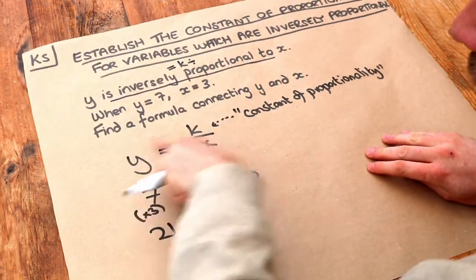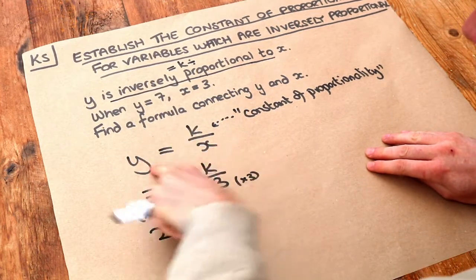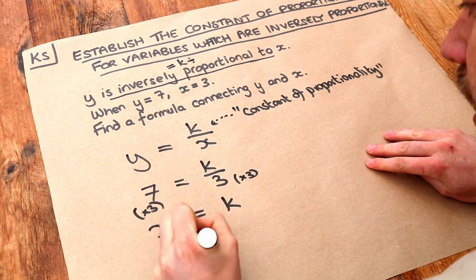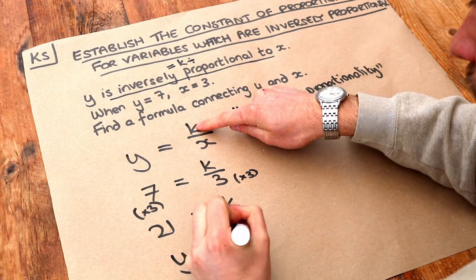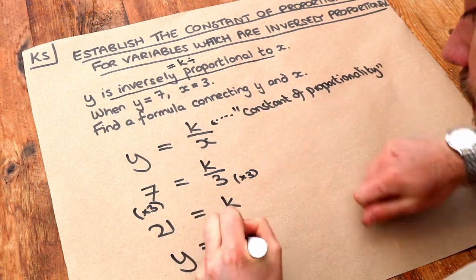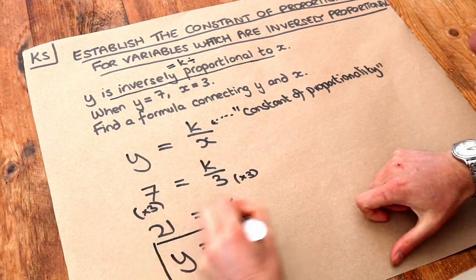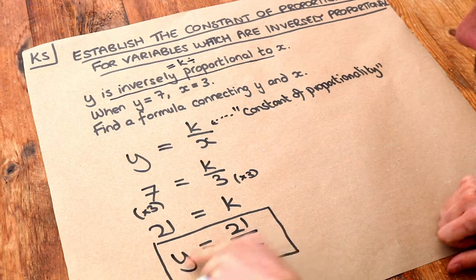And then I would write out this equation again, but fill in the k that you worked out. So y is equal to 21 over x. And that's our final equation. That's a formula which relates x and y.